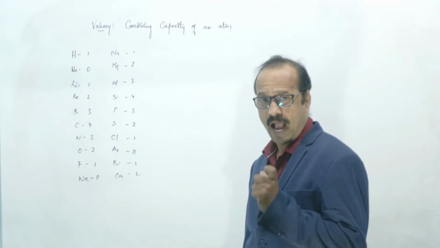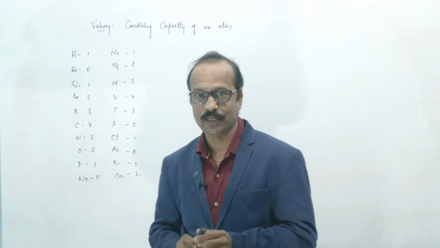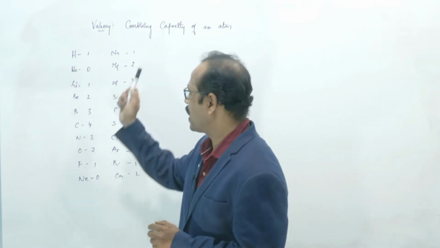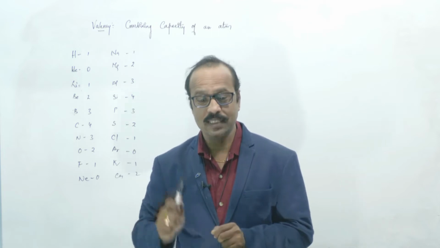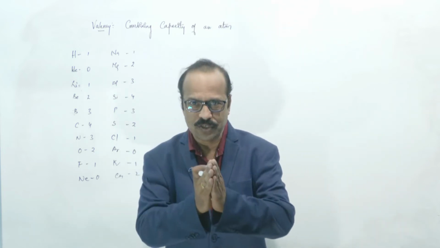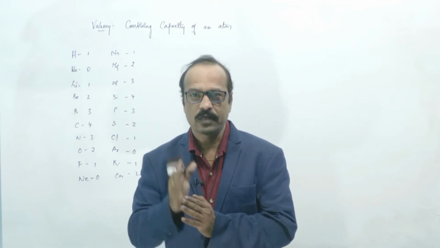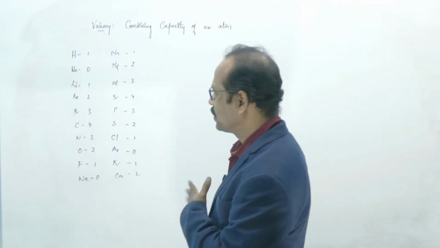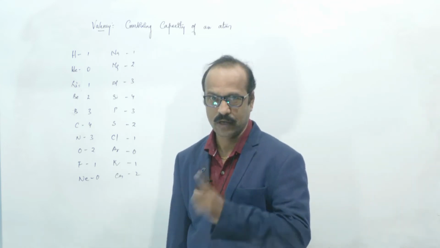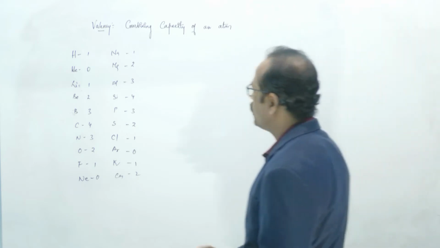Now today we will see how these valencies are given. That depends on the electronic configuration. We'll discuss the electronic configuration in detail in the coming classes. Now in the atomic structure chapter, we are discussing the language of chemistry. Right, students? So now let's see.